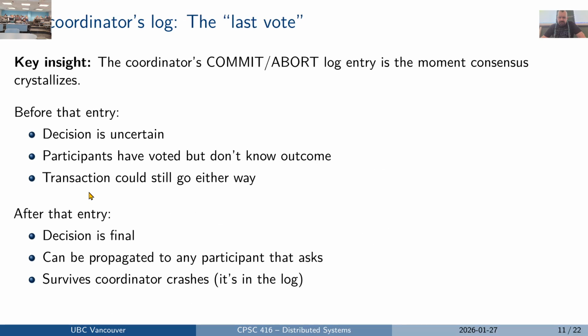So, like I said, the coordinator's log is really the last vote. Before that last vote, we don't really know the outcome. It is literally a binary condition now. Despite the fact that we have all of these different participants, the actual outcome is ultimately decided by one of the participants, the coordinator. The decision becomes final. This is important.